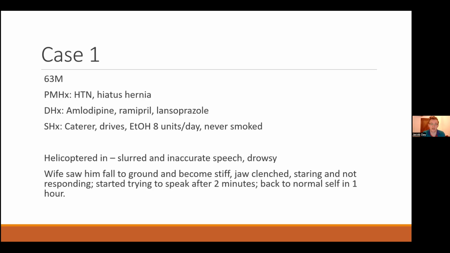And then he started trying to speak after a few minutes, but was really confused and just not at all himself, which is when he got brought in as a possible stroke. By the time I saw him, about an hour after it started, he was back to normal. So he fully recovered over about an hour.